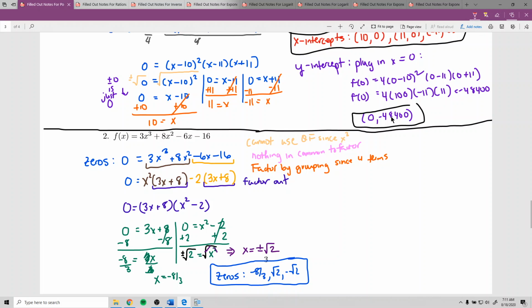Right, now that we've done the zeros, the x-intercepts part is pretty quick. Just like last time, if we want to find the x-intercepts, we just make the coordinate pair. The x value is the x value of a zero, and the y value is 0 itself. So we got negative 8 over 3 comma 0, square root of 2 comma 0, and negative square root of 2 comma 0.